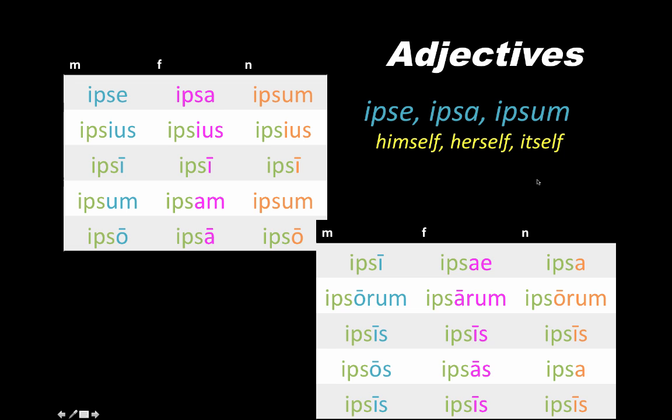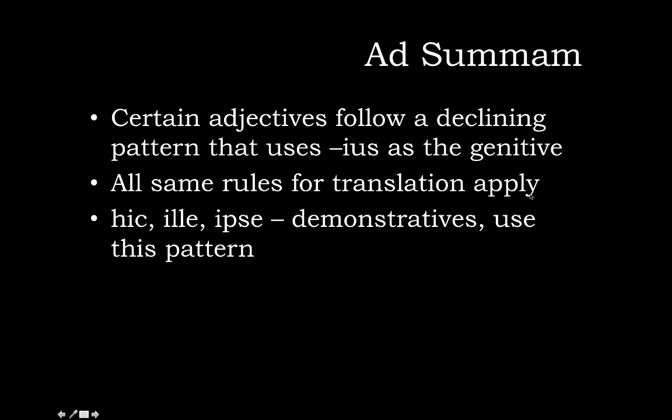Now there's also one more word that we're going to take a look at for now. This is ipse, ipsa, ipsum, which means himself, herself, itself. Normal pattern, pretty much, again, except for the IUS and the I. And everything down here is normal as to what you would expect it to be.